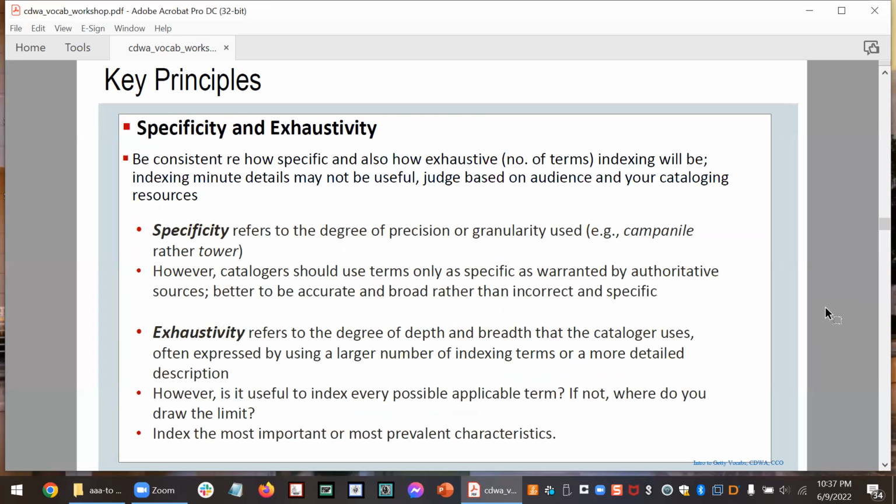Exhaustivity refers to the degree and depth and breadth of the terms that you might assign for a given field. You should decide among your catalogers how many terms you're going to use and how much detail you go into. Is it in fact useful to index every possible applicable term? And if not, where do you draw the limit? These are things you should establish. Maybe you just want to index the most important or most prevalent characteristics, for example, in indexing the subject depicted in a work.